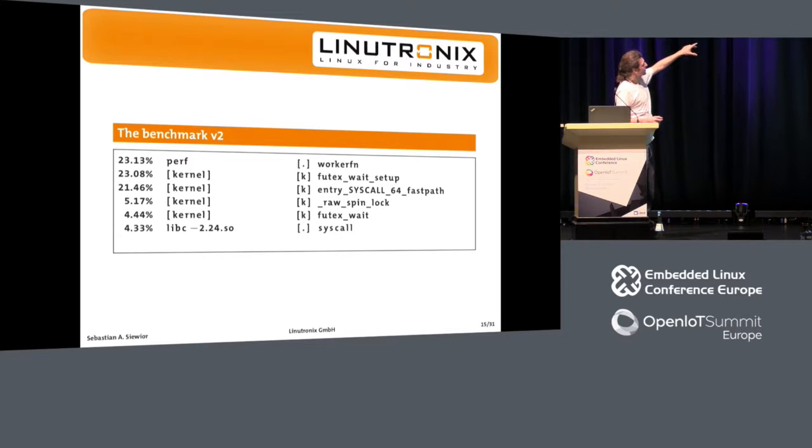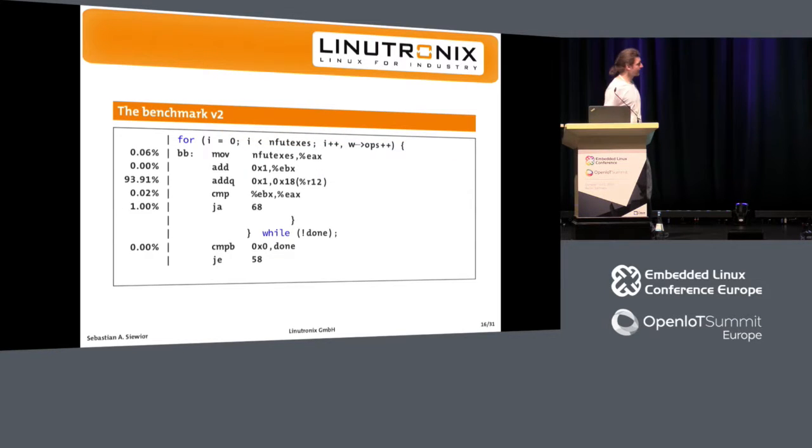In comparison, there was the FUTEX wait setup, which was something we didn't change at all. And there was the syscall at 4.33%. So it looked like, okay, this is how it has to be. But then we asked, why is it? What is it doing in the worker function? So we went in perf, clicked on the worker function, and this is what we have seen.